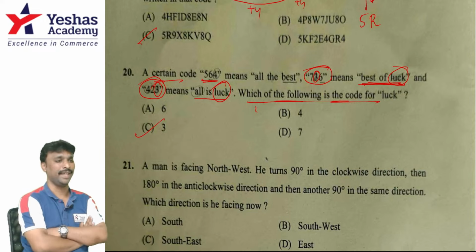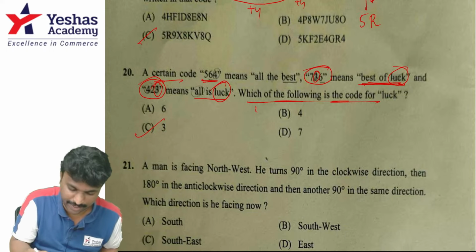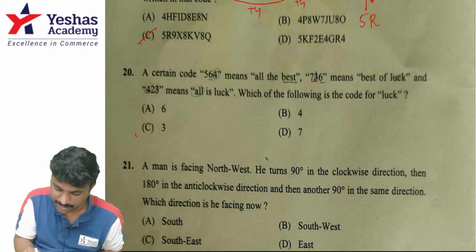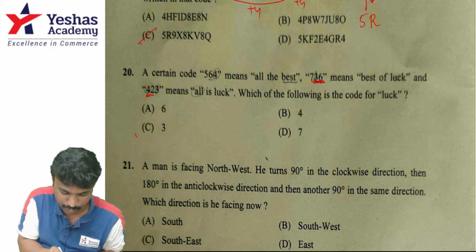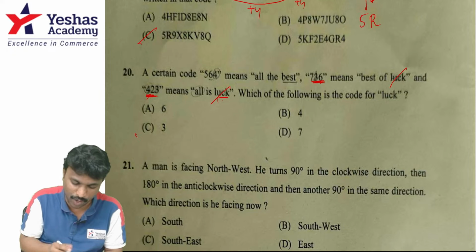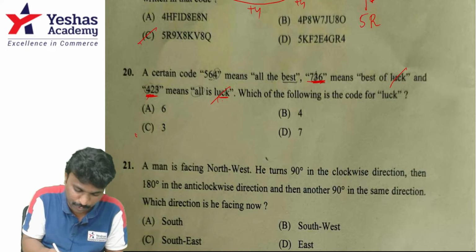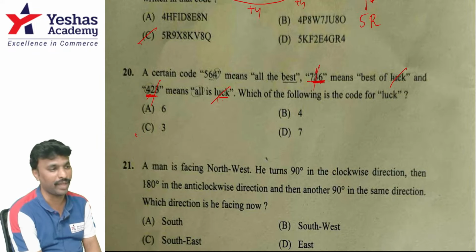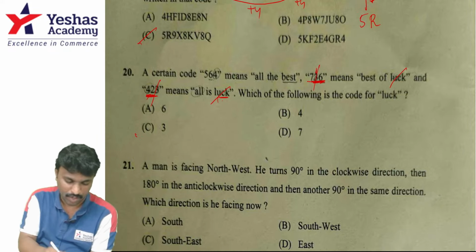Have you understood? Easy. So luck is found in two of the codes, 736 and 423. So here is luck, here also there is luck. So the common digit in 736 and 423 is 3. So 33 is what is luck. Have you understood? Option C.